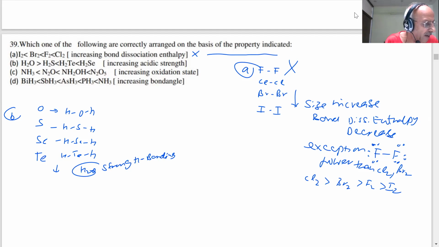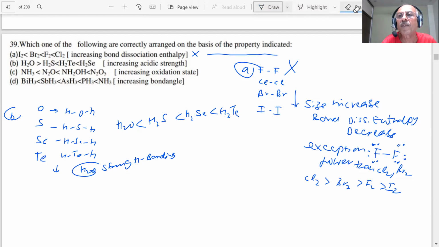In water there is strong hydrogen bonding. So the correct order here is what, student? H2O is not greater. H2O is less than H2S, and H2S is less than H2Se, and H2Se is less than H2Te. Simply, this is not required here.